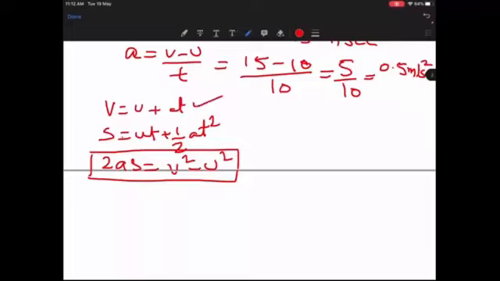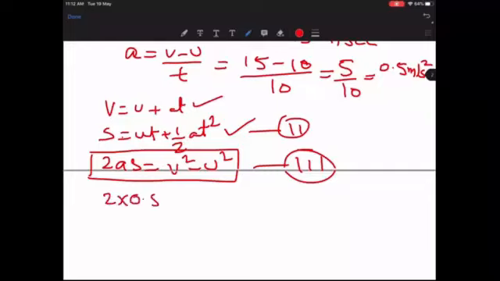Here you do not have s, so you cannot use that. This also you can use because you have time with you. So any of these two, equation number 2 or equation number 3, you can use. So that's why I told you to write down the given data clearly. So you can use this, and just substitute the values. What is the acceleration? 2 into 0.5. S you have to calculate.